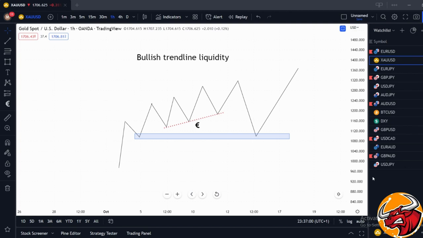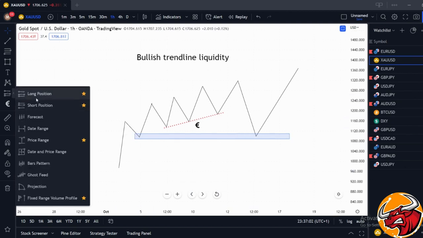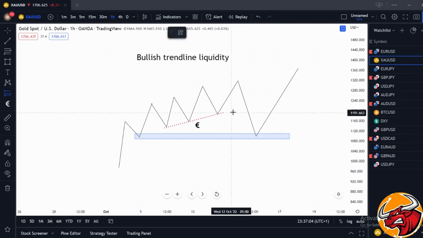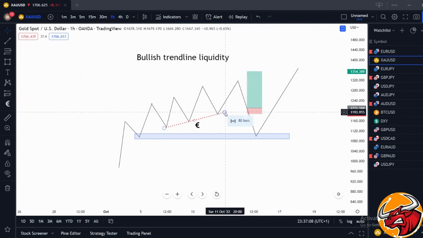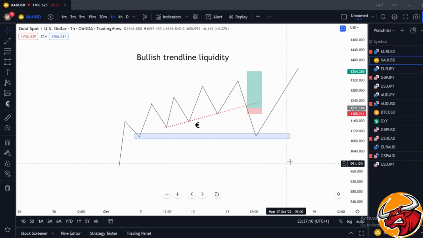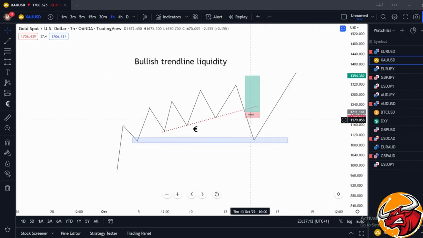Bullish trend line liquidity example. Again, retail traders wait for the trend line to buy, but we talked about supply and demand zones. If you have a supply or demand zone above or below the trend line liquidity, then you should wait for that zone and take the trade there.